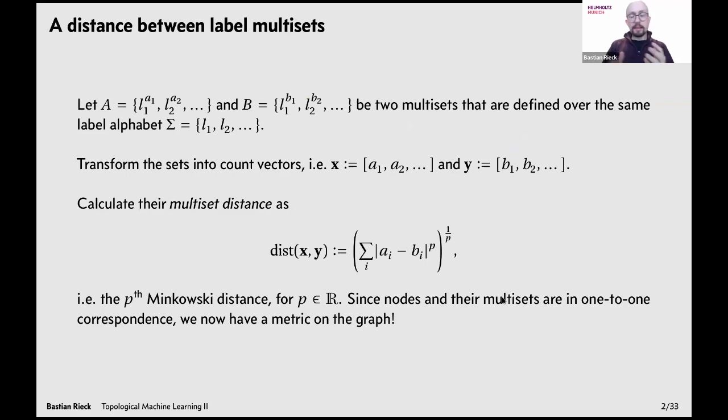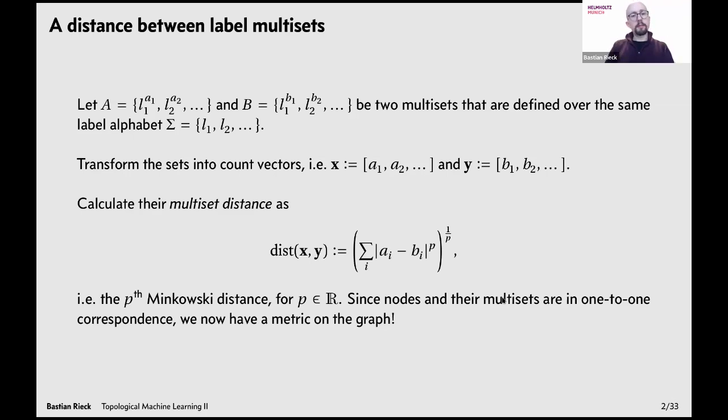Now, as I said, there is a main component that makes this work. It's a distance between label multisets, and this distance is very nicely informed by things like counting distances, by things like a Minkowski distance, because we start with two sets of labels, or I should say two multisets. So we represent them by A and B, and both of them are represented by basically counts over the same label alphabet. So we assume that we have a label alphabet sigma, which has labels L1, L2, and so on and so forth. And then we only need to count how often they occur.